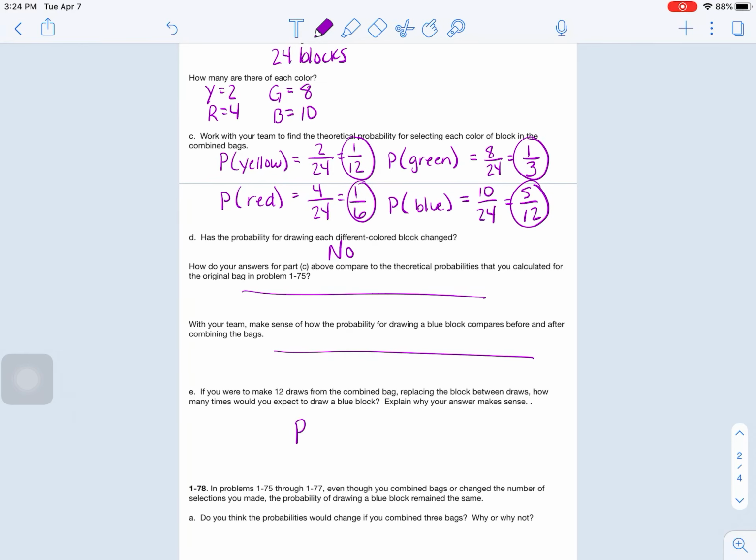Okay, for our blue block, I would expect my probability of pulling a blue block, okay, is still going to be 5 out of 12 because there are 5 blue blocks out of 12 total, and I'm doing that 12 times. All right, I hope this helped you guys, and we're going to do a little bit more with probability.